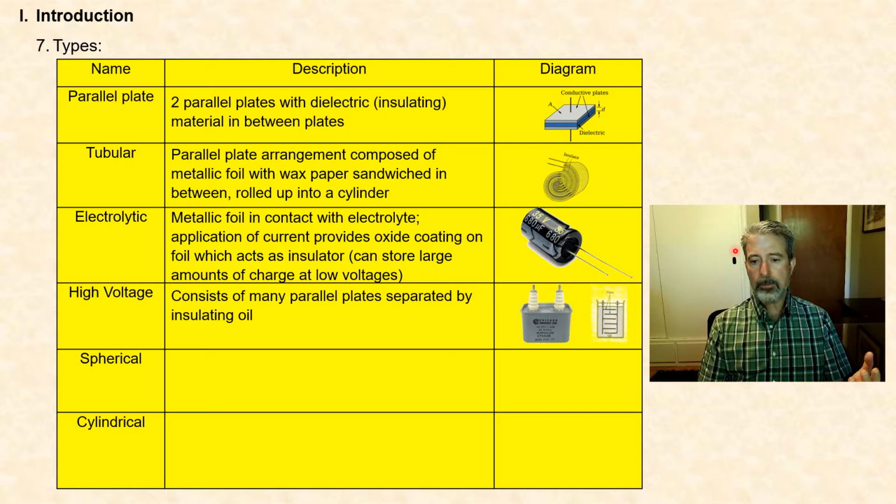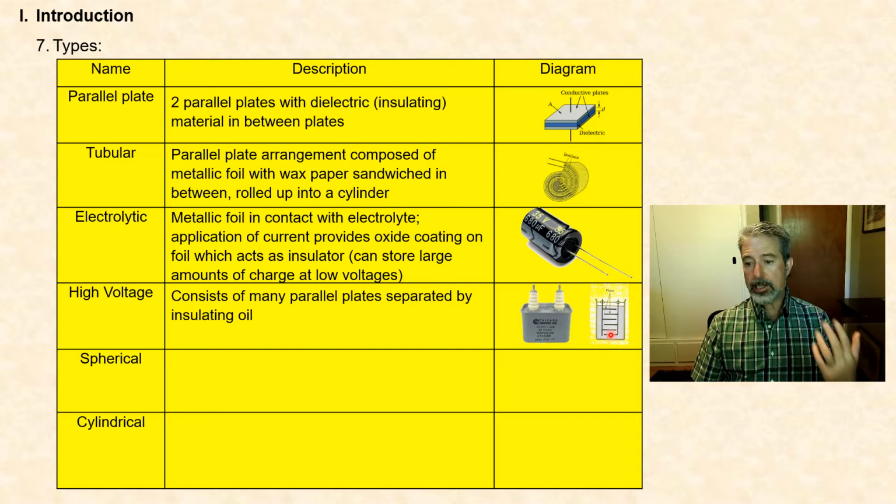A high voltage capacitor, certainly not used in integrated circuits or typical electronics equipment. I'll show you a picture here of the inside of a high voltage capacitor. These capacitors are structurally very sound. You see they consist of many parallel plates with some separation and a liquid oil to act as an insulating medium. In cases where high voltages are used, such as in electrical transmission, you would need to use one of these heavy-duty high voltage capacitors.